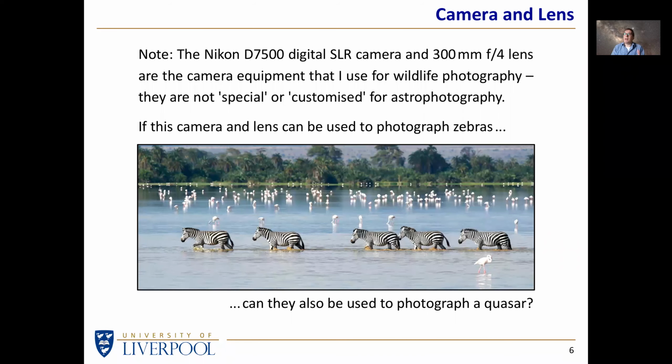That camera and that lens took this picture last year. It is ideally suited for taking pictures of zebras. Fantastic. Can a system that's been designed to take pictures of zebras also take pictures of quasars? That was the question I effectively asked myself.